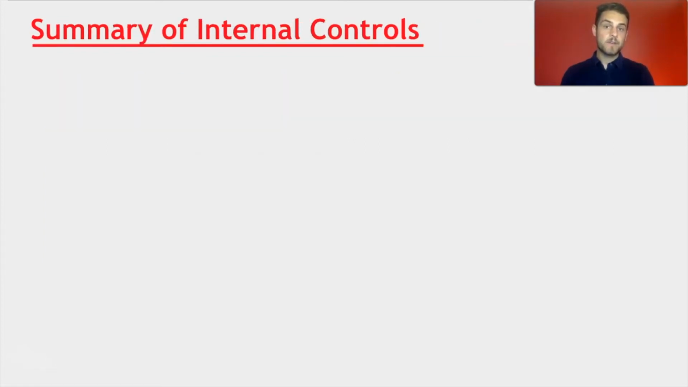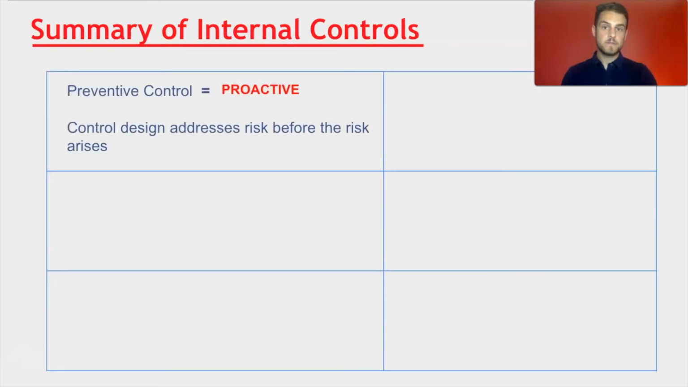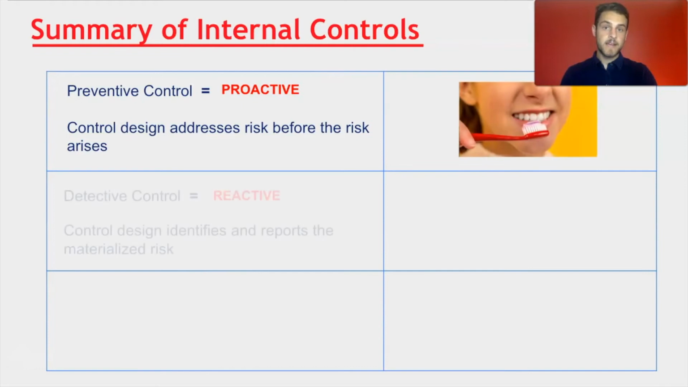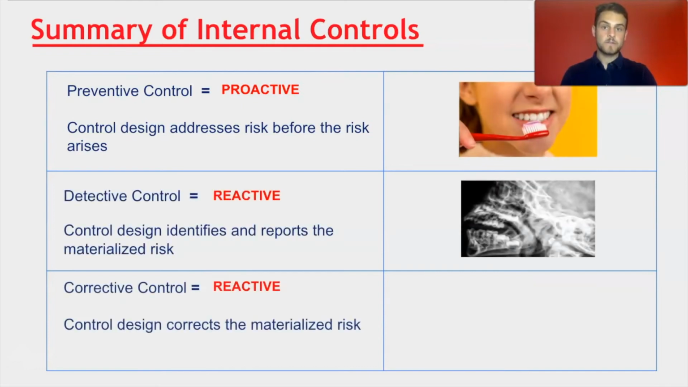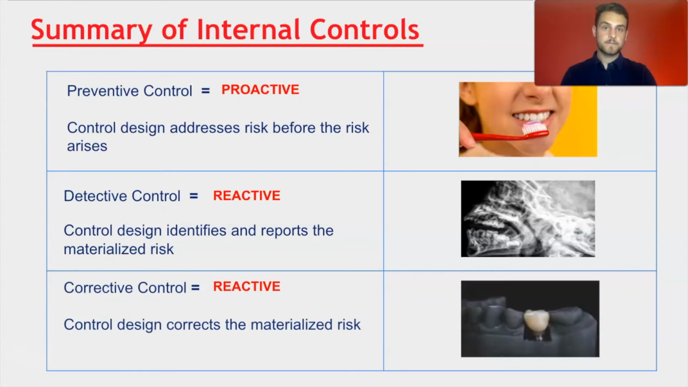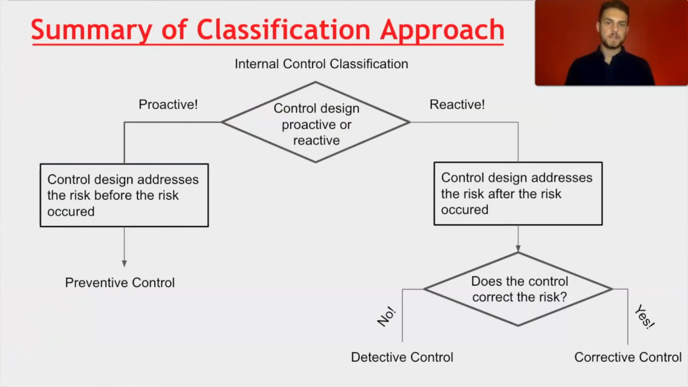Bringing together everything we've discussed thus far, we have preventive controls, detective controls, and corrective controls. Another way to understand this concept is to look at this process flow. First, you want to determine whether the control design is proactive in nature or reactive in nature. If it's proactive in nature, congratulations, it is most likely a preventive control.